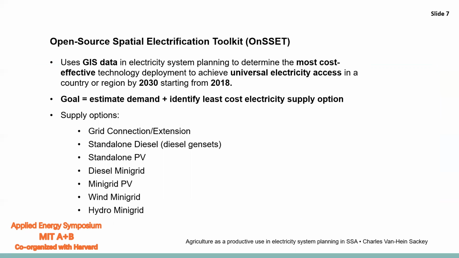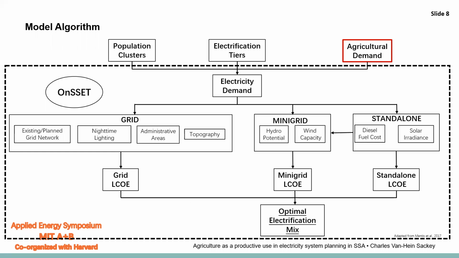So the Open Source Spatial Electrification Toolkit, or OnSSET, uses GIS data in electricity system planning to determine the most cost-effective technology deployments to achieve universal access in a country or a region by 2030, and its 7 supply options include grid connection, standalone diesel and PV systems, and diesel, PV, wind, and hydro mini grids. And this flowchart shows the flow of information regarding integrating this agricultural demand. Here we are looking at agricultural demand in the form of small-scale pumped irrigation, integrating it into the OnSSET model.